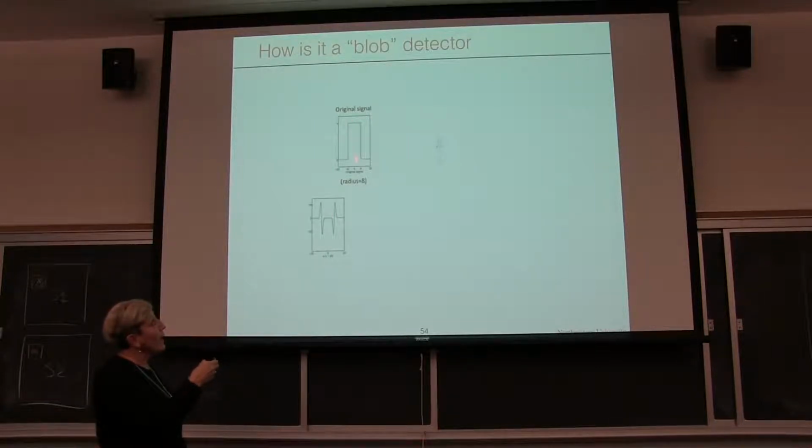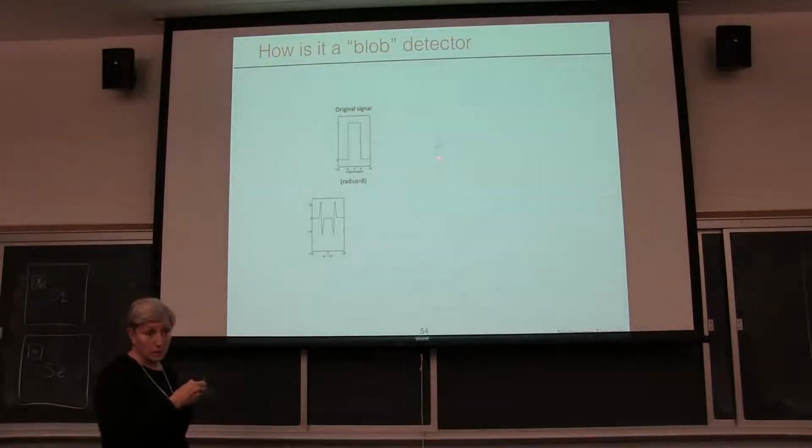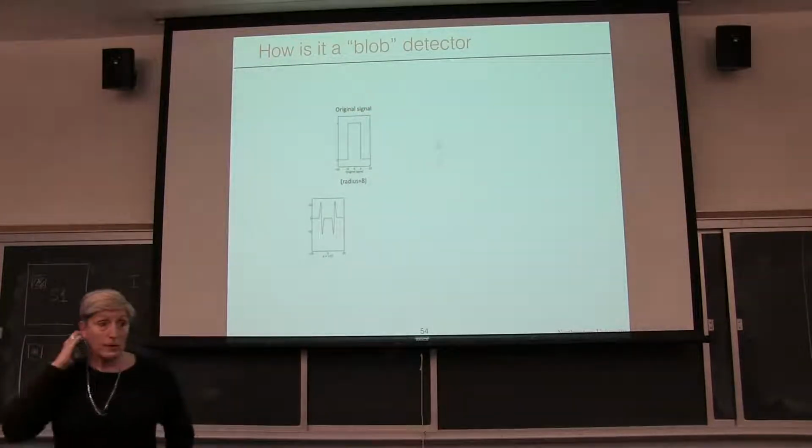And then again I have a zero crossing, and because over here I'm going from dark to bright, the zero crossing goes from positive to negative, but here I'm going from bright to dark, so the zero crossing will go from negative to positive. So this is how the output looks.